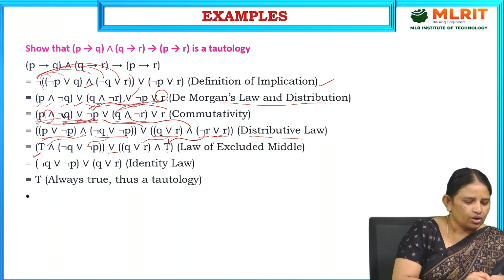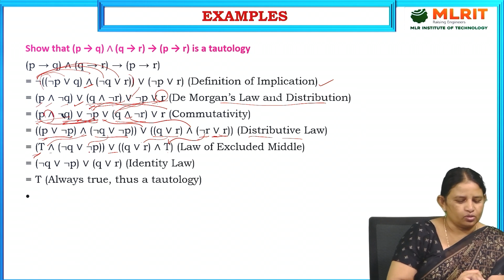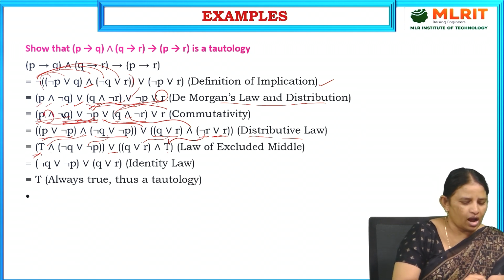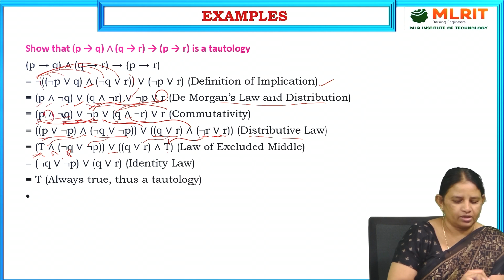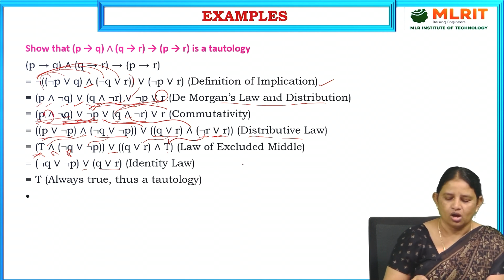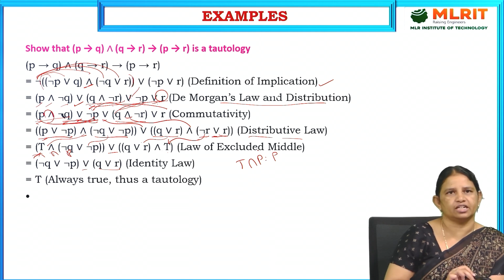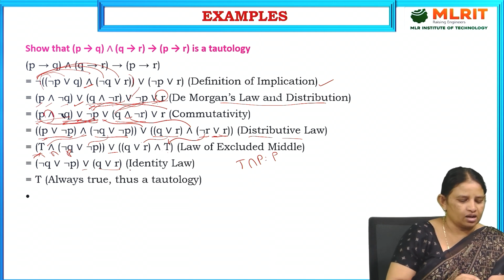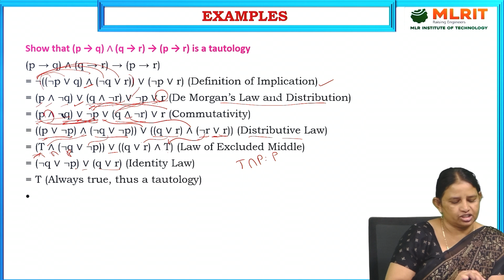Next law. True and any value becomes P. True and P, that is P only. That means negation P or negation Q. True and any value becomes identity. According to the identity law, true and P is P only. That means whatever the proposition that is present, that is the identity law. So negation Q or negation P is nothing but the given statement.